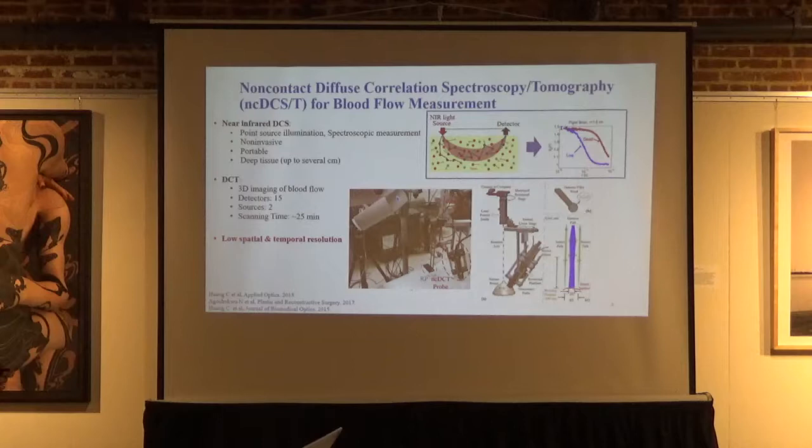In our lab, we developed that in a non-contact way, and as a tomography, we use two sources and 15 detectors, and we scan the whole area to get multiple source, multiple detector measurements. We use a finite element model to reconstruct the 3D blood flow. In this study, we also used a 3D camera to get the geometry, and we assign these two together.